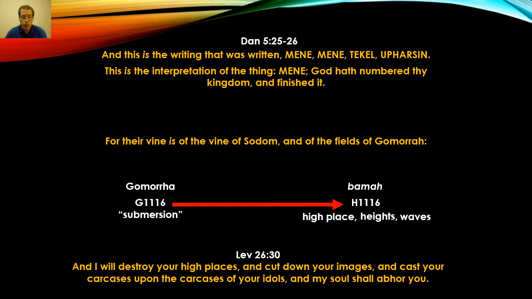This is the first use of the word Bema, and it gives us a clue of what's coming. If you abide in the vine of Sodom, if your vine is the electrical system and the fields that it produces, if that's where you seek your protection, if that's where you seek your counsel, if that's where you get life from, that's going to be destroyed. And he will destroy those high places and cut down your images. And that's right, people who abide in that vine, their carcasses will be cast upon the carcasses of their idols. The writing is indeed on the wall, and you can see it.